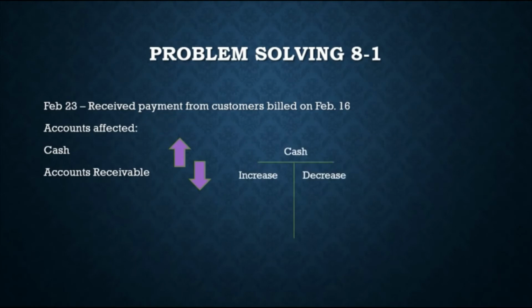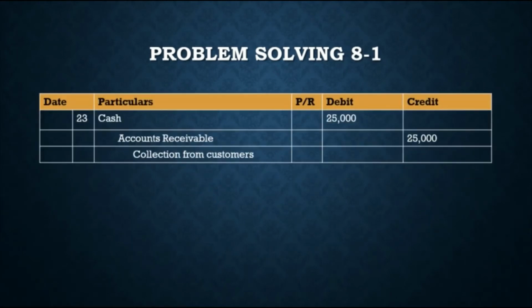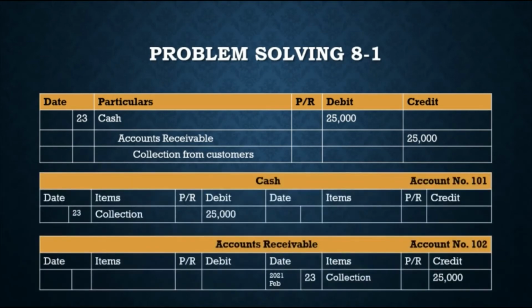So we will debit cash kasi nag-increase ang cash and we will credit accounts receivable dahil nag-decrease ang accounts receivable. So ang ating journal entry noong February 23 ay debit cash 25,000 and credit accounts receivable 25,000 for the collections from the customer. So kapag pinost natin to sa general ledger, ito ay under account number 101 at 102 respectively.